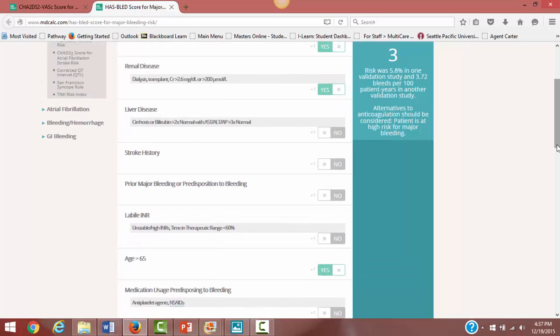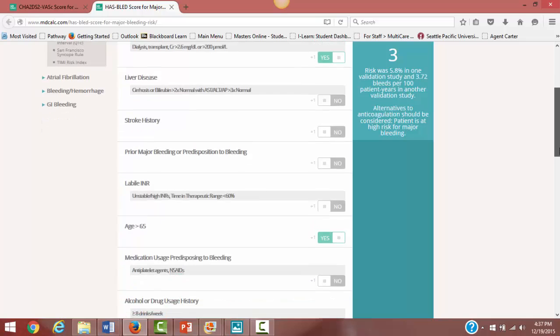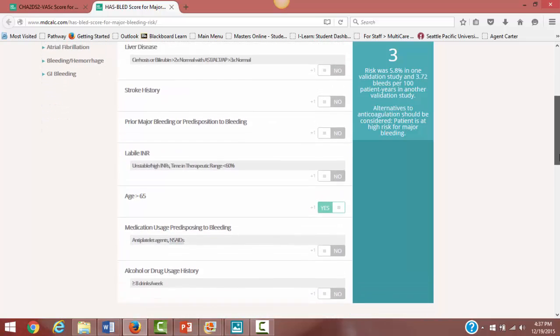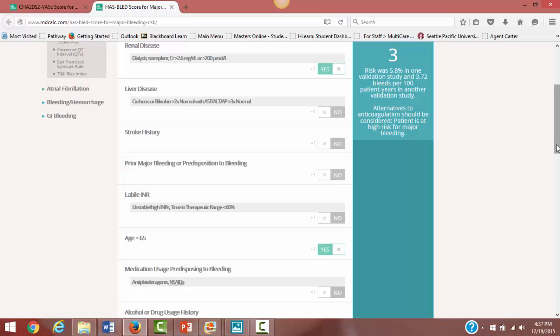So that gives her a score of 3, which puts her at high risk for bleeding. So here we need to weigh the risks and benefits of treatment. With those quick tools, we can identify risks quickly.